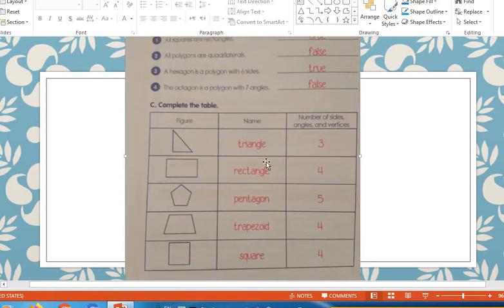Name of the figure, triangle. Number of sides, angles and vertices, 3. Rectangle, 4. Pentagon, penta, 5. Trapezoid, I know you know that, 4, and square also 4. By that we have covered this lesson. Keep with me to the next lesson.